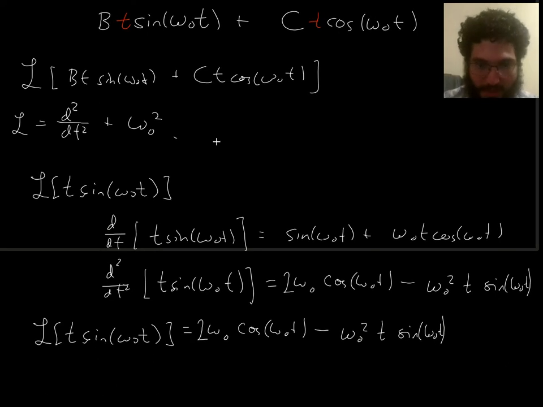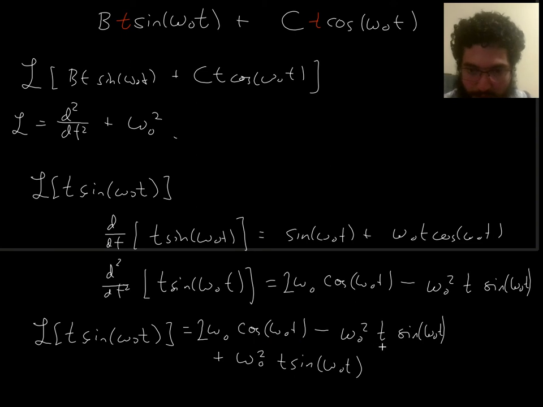Okay, so it's this plus omega naught squared times what I've plugged in, so t sine omega naught t. And now let me combine like terms. So I see a cosine omega naught t here, but these are like terms. T sine omega naught t, t sine omega naught t. Oh, and they cancel. Huh. I actually wasn't expecting that. Well, that's nice. Okay.